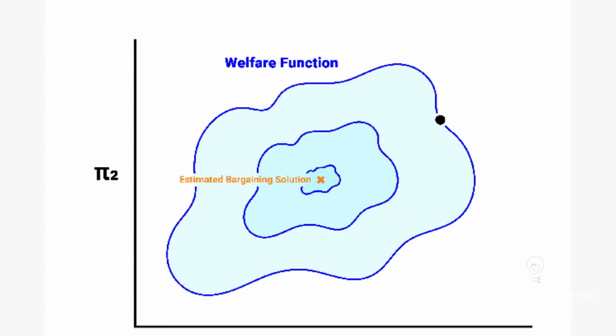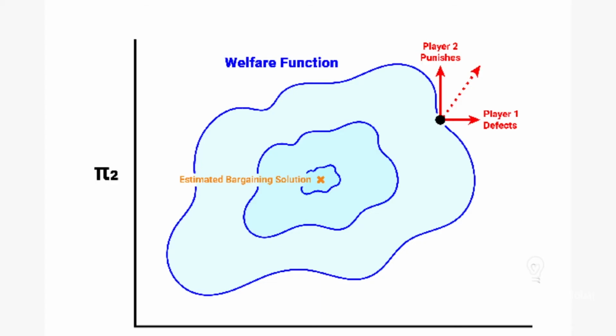Okay, so a picture of this real quickly. We have this surface that represents the welfare function as a function of the players' policies. Pi 1 is the first player's policy, pi 2 is the second player's policy. The cooperative thing to do is go towards this estimated bargaining solution at the top of the surface, and this black dot is where the policies currently are. So the cooperative thing to do is for player 1 to move towards the bargaining solution, player 2 to move towards the bargaining solution, and altogether they go towards the optimum of the welfare function, or the estimated optimum. On the other hand, if player 1 defects, this will, with high probability, be detected and punished by player 2.